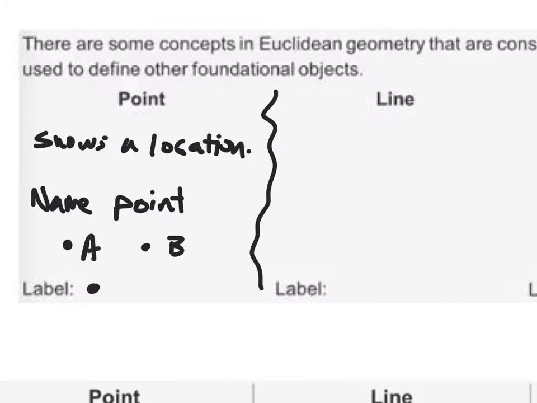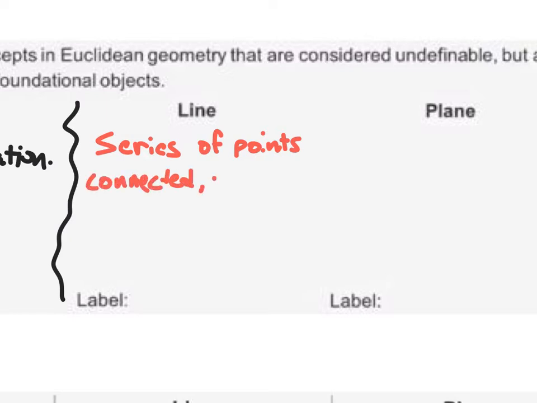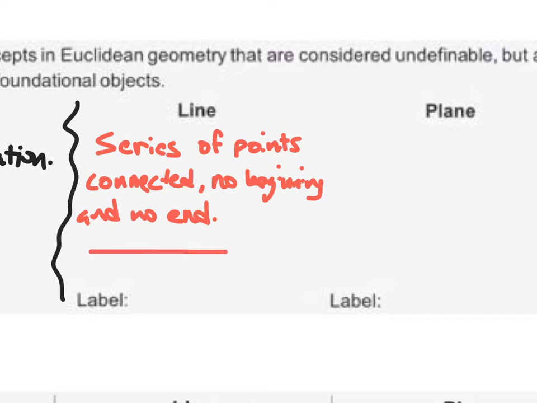And then a line is a series of points strung together forever, a series of points connected, and there's no beginning and no end. So it goes on forever in both directions. If I were to draw a picture of a line, I indicate that I have arrows on either side, and I would connect 2 points, and I would label them A and B. Then I would name this line AB, with a line above it with arrows, or I could name it BA. It doesn't matter which one goes first when we're talking about a line.